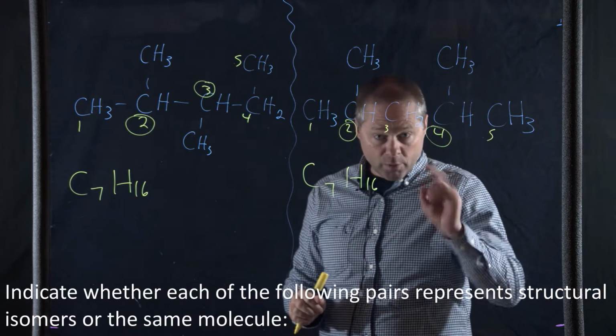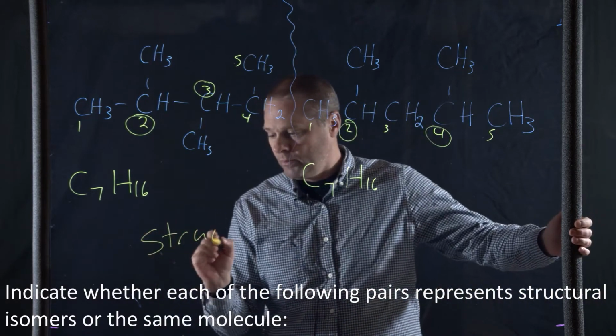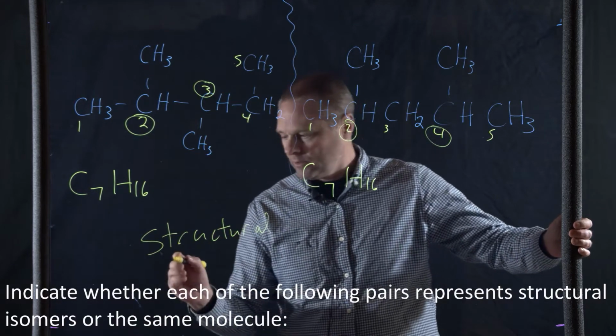Now, because those methyl groups come off of 2 different carbons, this is once again going to be referred to as a structural isomer.